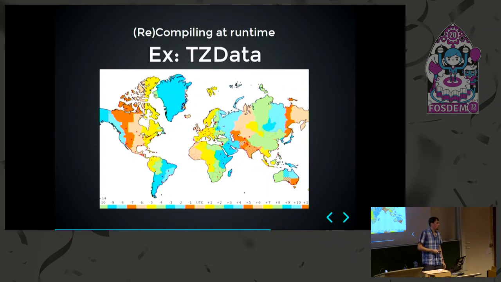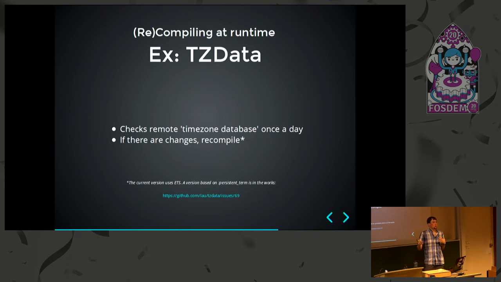tzdata is a very widely used library for keeping track of time zones, because how time zones and daylight saving time are handled changes between countries, but also sometimes how this is handled within a country changes based on political decisions. Sometimes we only have like a week's notice before it happens. And so it really doesn't make sense to pre-compile your program only to have the time zone information change, and then you have to do it all again. So it makes sense if this happens outside of your normal program release schedule.